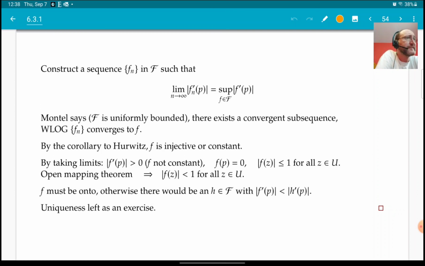The existence is the hard part. And usually the existence is really the big deal. The uniqueness, that's easy to do by methods that we proved a long time ago. But the existence, that's the thing that really required Montel.